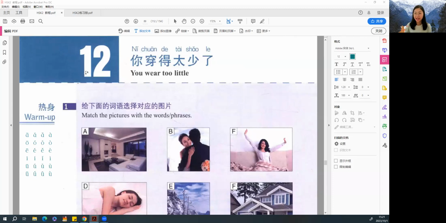Before we take a look at the title, we are going to practice the 4 tones in Pinyin. Please start from you first and I'll repeat. A, a, a, a, a. O, o, o, o, o.